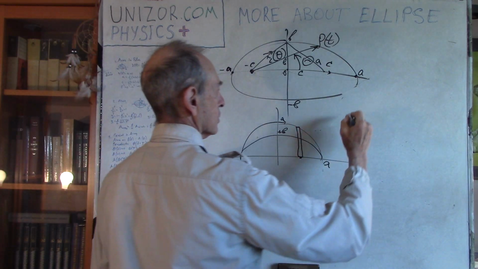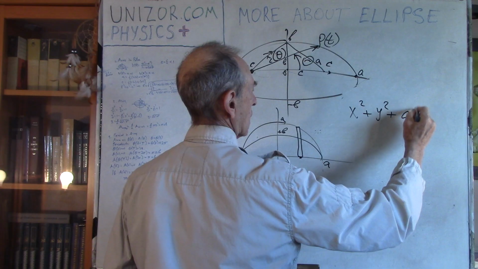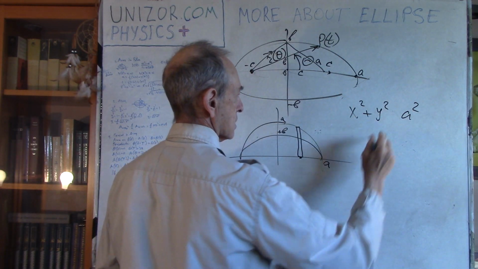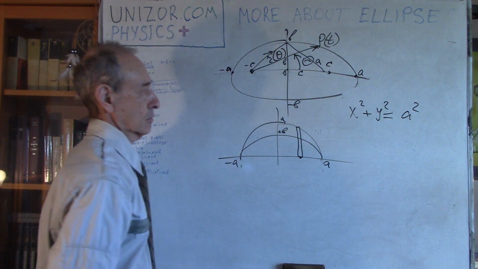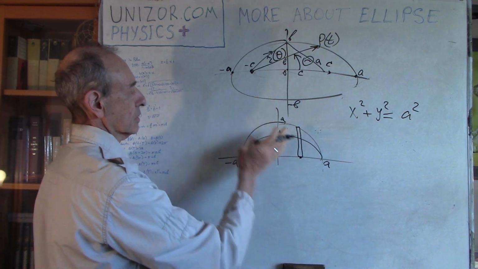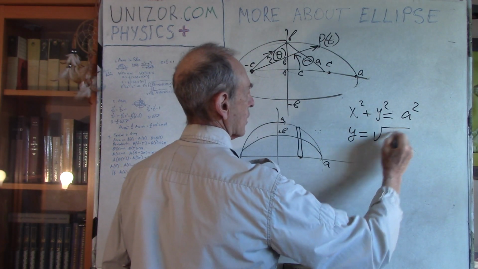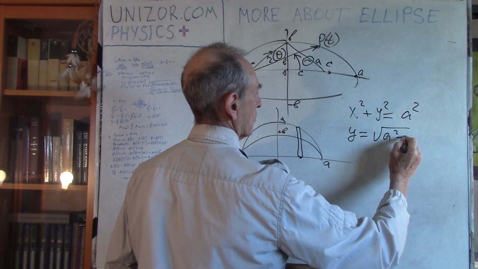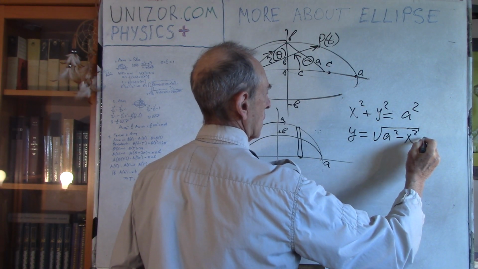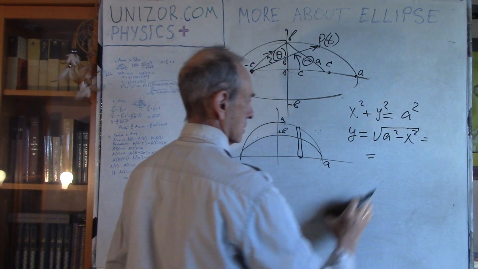Now, remember what is the equation of the circle? It's this one, right? So, if we concentrate only on the top half, I can resolve it. Y is equal to square root of a square minus x square. Yeah, that's it. That's enough.